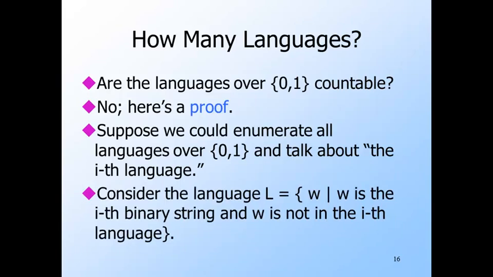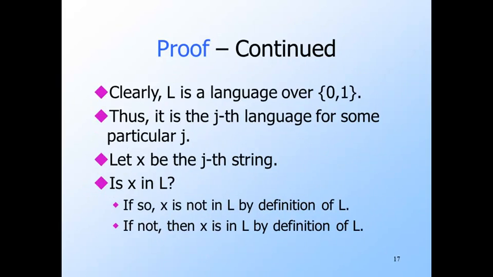Now, I'm going to define a language L. L is the language containing those binary strings w, such that w is the ith binary string. That must be true for some i. And w is not in the ith language. L is surely a language over alphabet 0, 1. Since we're assuming that the languages over 0, 1 are enumerable, that means that for some j, L is the jth language. So let x be the jth string. Surely some string is the jth in the enumeration of binary strings.